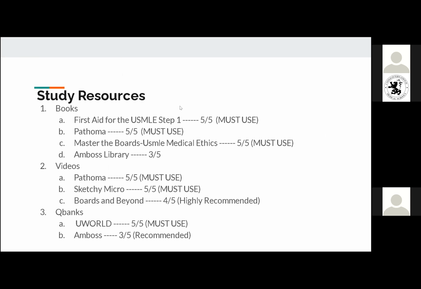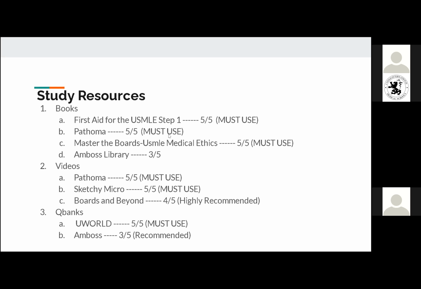It's not only the best book for USMLE Step 1, it's really one of the best books for medical school in general. Like I bought this book in my 3rd year, and I still use it right now in my 6th year. So it's a really important book. Everyone should buy it. The second book is Pathoma. Again, this is a really important book. You have to buy it and you have to use it for your medical school and also for studying for USMLE Step 1.